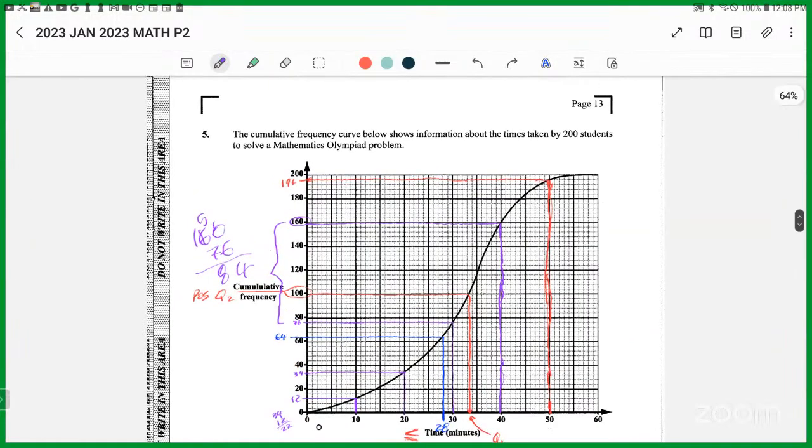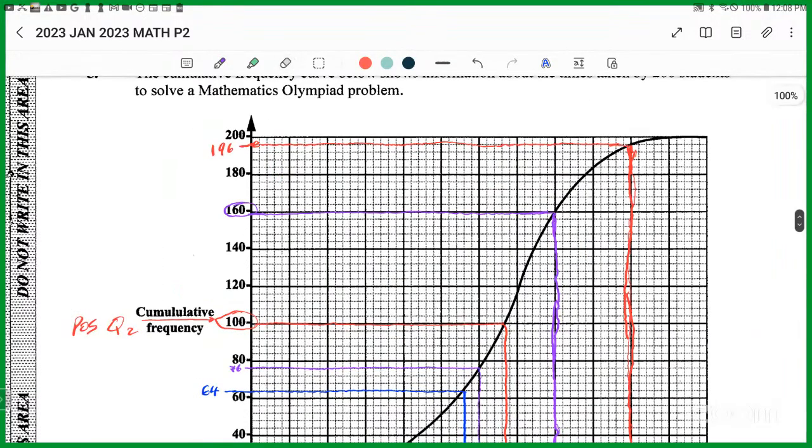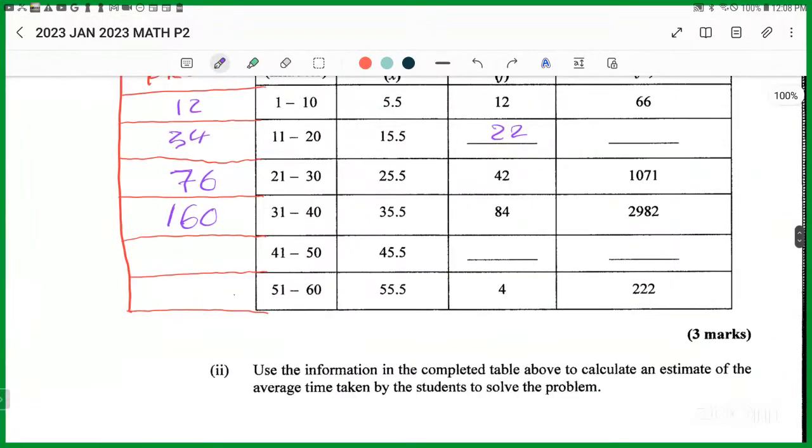So you're basically looking at the interval between 96 and 160, between here and here. 196 minus 160 is 36 right here. So the next interval is 36. This is 36 right here. And the next cumulative frequency is 196.